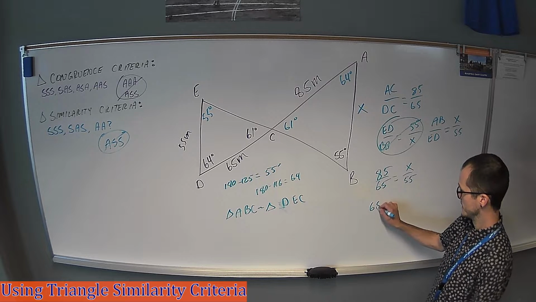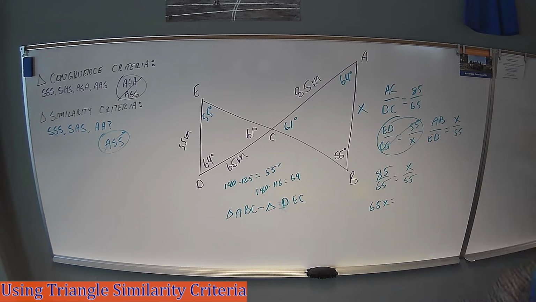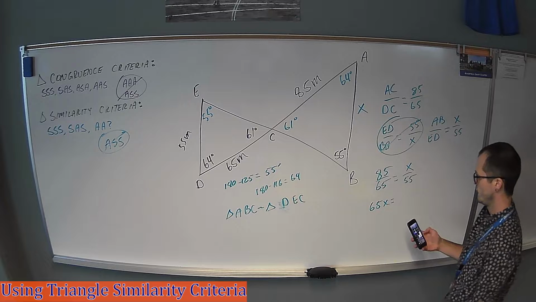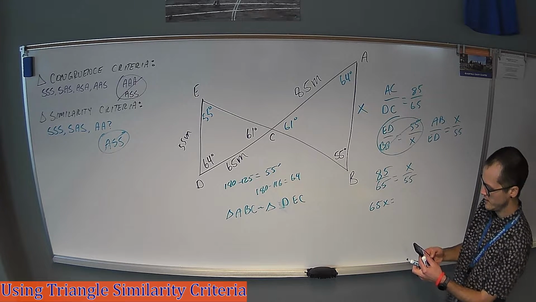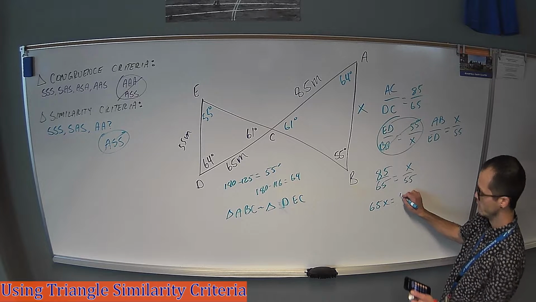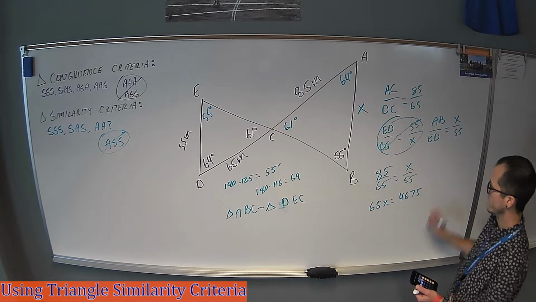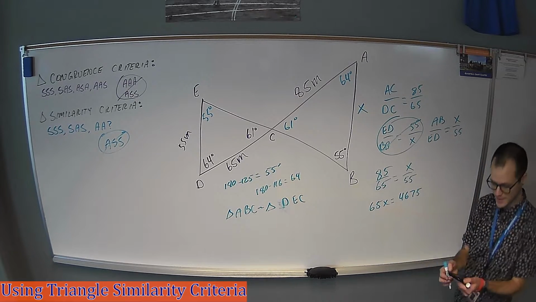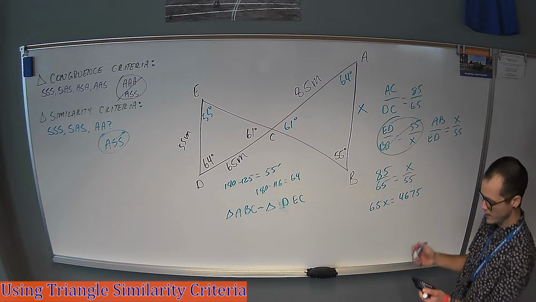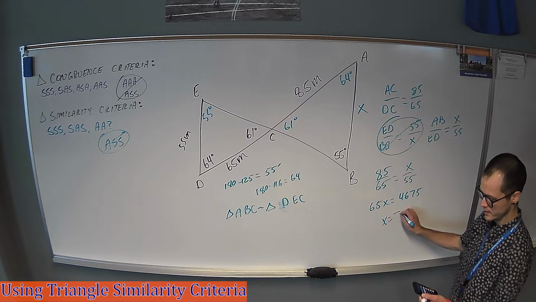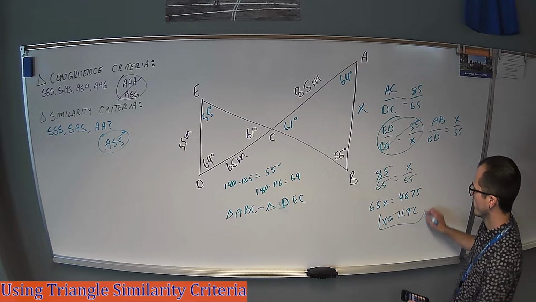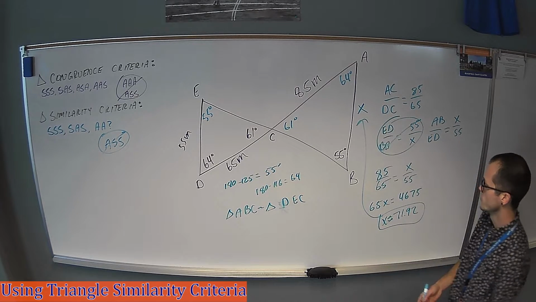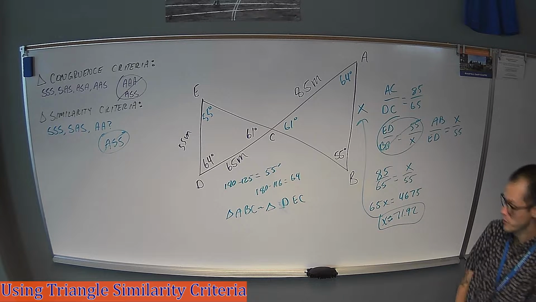65 times x is 65x. Sweet. Now we're going to do 85 times 55. So I learned 85 times 55. That is even a bigger number, 4675. Great. Divide both sides by 65. And we learn x equals 71.92. And by equals, it approximately equals this because we had to grab the decimal and round a little bit.